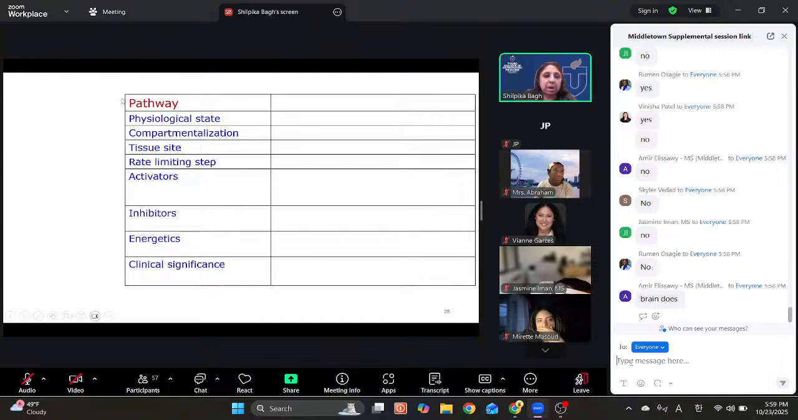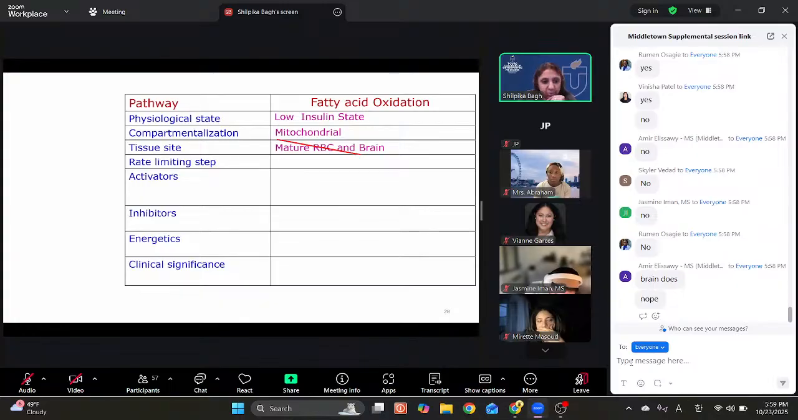So let's do beta oxidation. Let me finish beta oxidation. This will be my last segment. So again, well-fed or low insulin, it is purely mitochondrial. That's why mature RBC cannot use fat as energy. Can mature RBC use fat as energy? No, because they lack mitochondria.